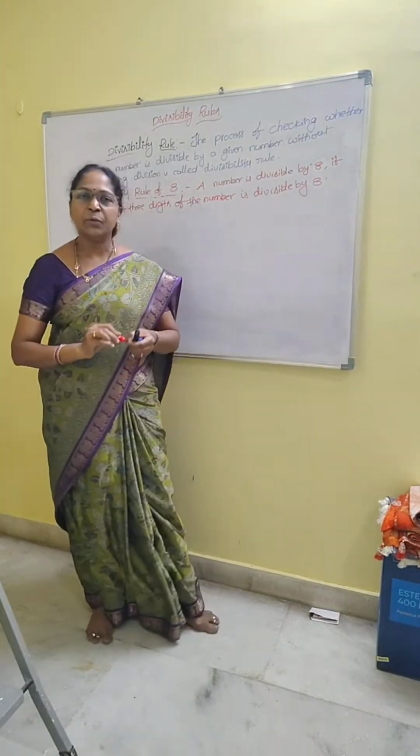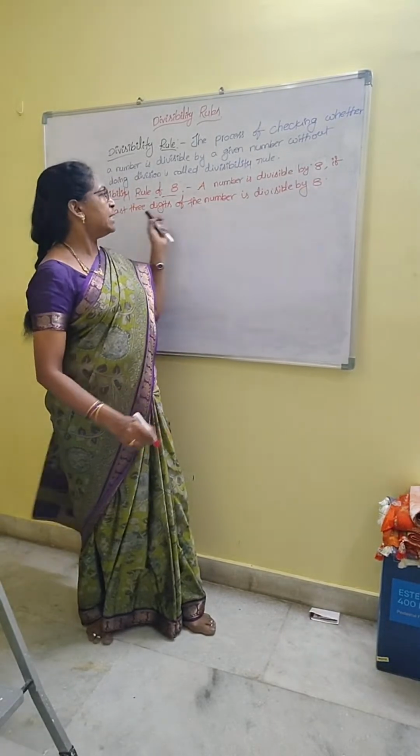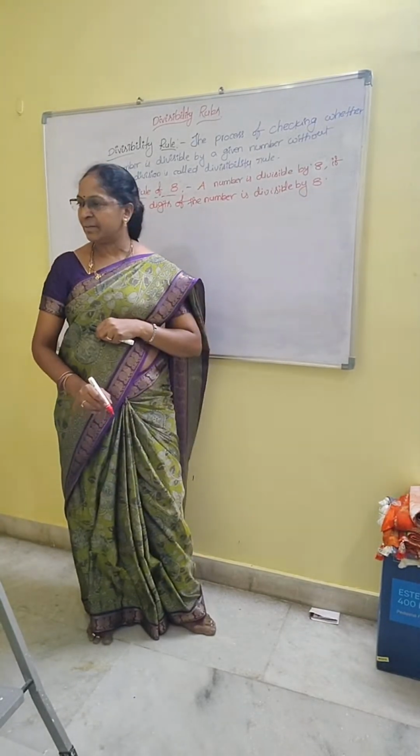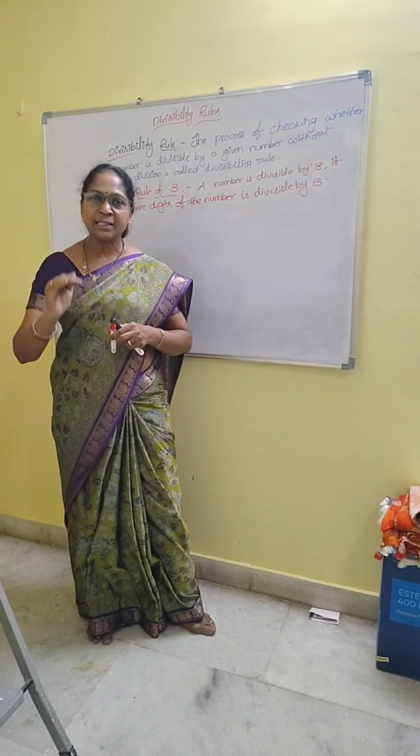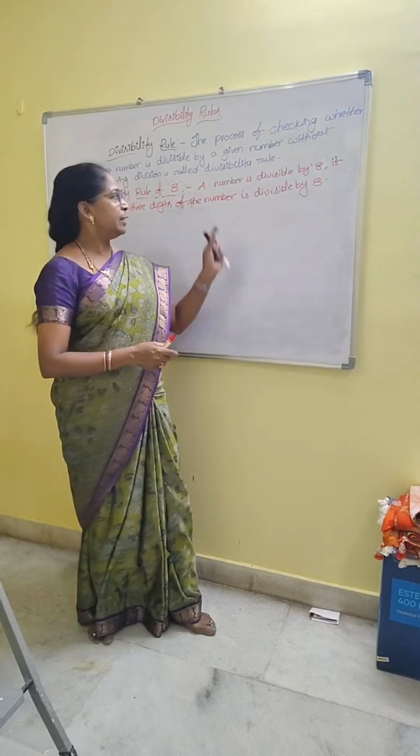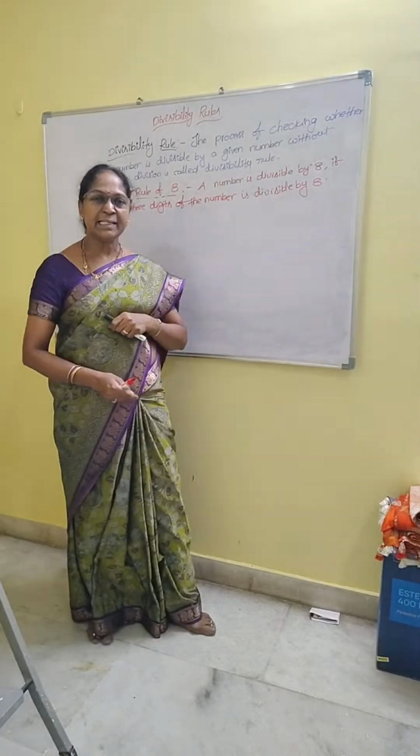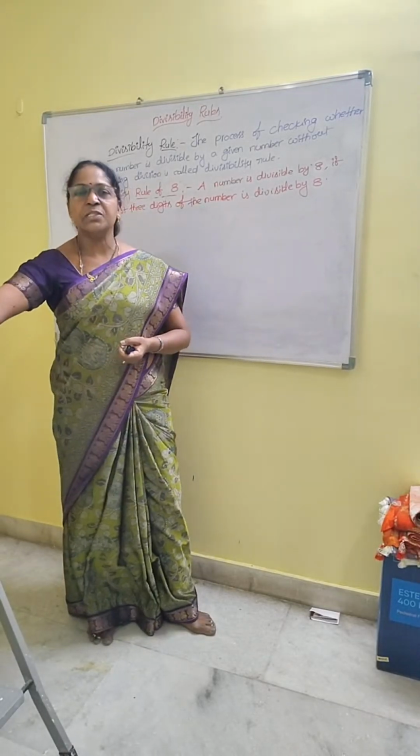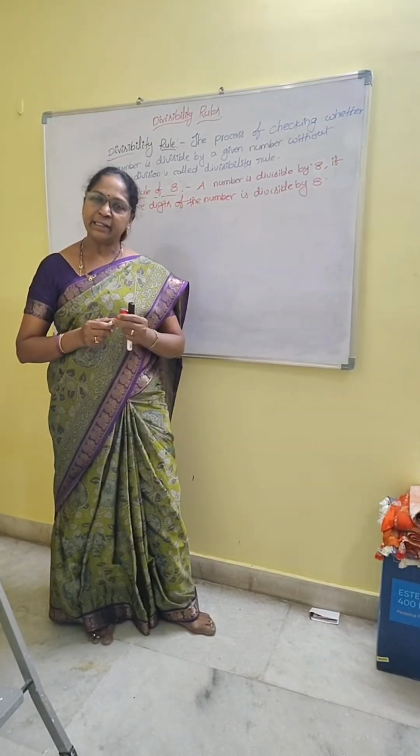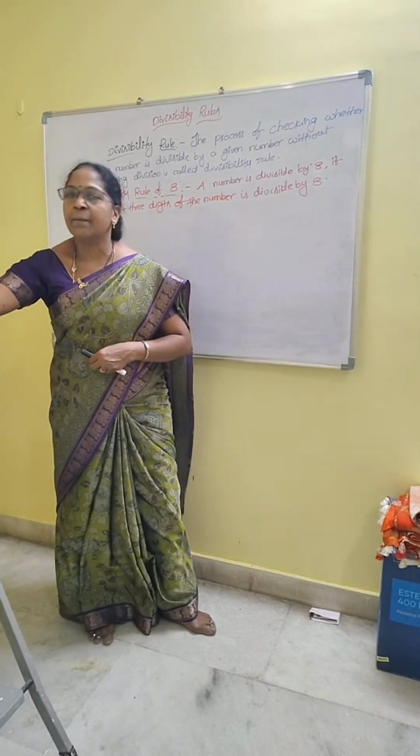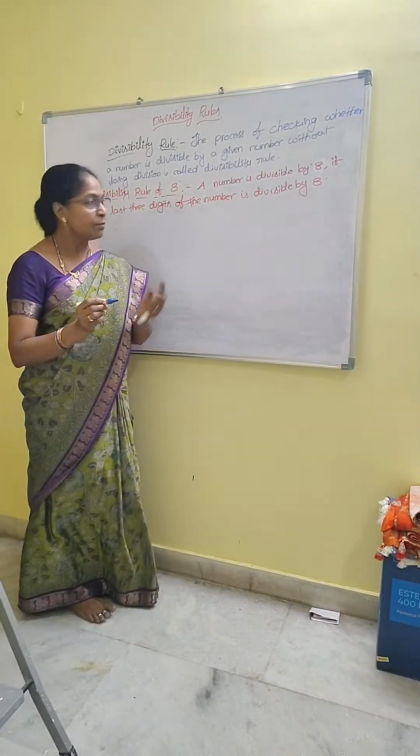What is the divisibility rule of 8? A number is divisible by 8 if the last 3 digits of the number are divisible by 8. The divisibility rule of 4 means if the last 2 digits of the number are divisible by 4, then the given number is divisible by 4. But for the divisibility rule of 8, you just have to consider the last 3 digits of the number. If those 3 digits are divisible by 8, then we can say that yes, the given number is exactly divisible by 8. That is the divisibility rule of 8.